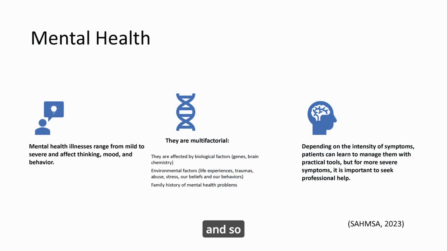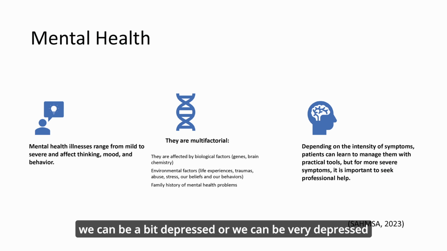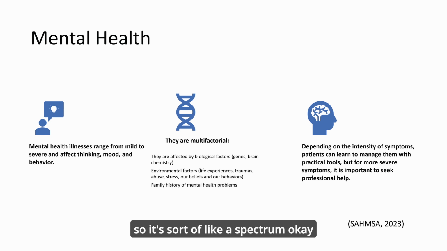And so when we talk about mental health, we're talking about illnesses that can range from very mild to very severe, and they affect our thinking, our mood, and our behavior. So we can be a little stressed, or we can be very stressed, right? We can be a bit depressed, or we can be very depressed. So it's sort of like a spectrum, okay?